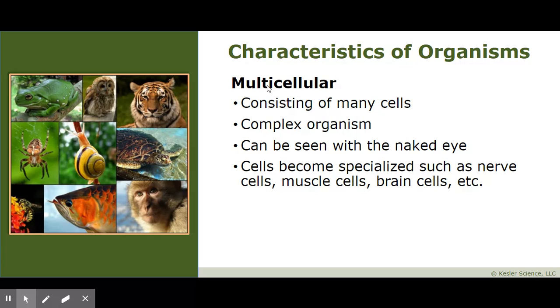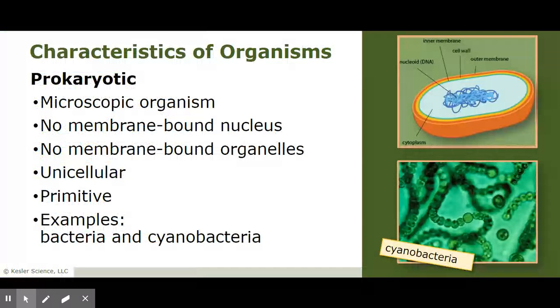We have multicellular, which is organisms that consist of many cells. It's a complex organism. It can be seen with the naked eye, and cells become specialized, such as nerve cells, muscle cells, brain cells. And all of these pictures right here are examples of multicellular organisms.